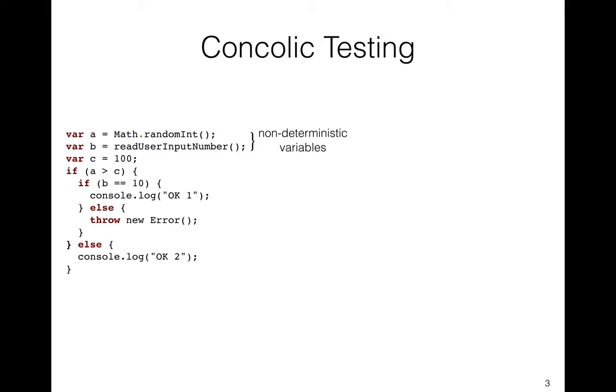The second thing that becomes apparent is the fact that the choice of which of these three parts is selected when the program is executed depends on the values of the variables A and B. A is a random number, and B is whatever number that the user entered as input. A and B are non-deterministic variables, in the sense that if you execute this program multiple times, their values will probably always be different, as opposed to the variable C, which will always receive the same value.